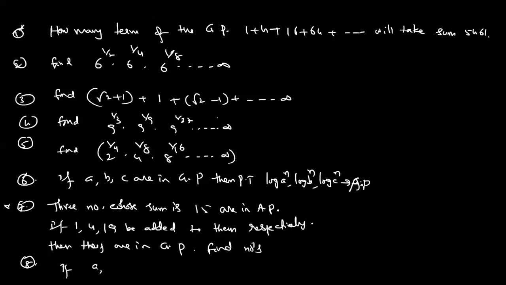If A, B, C are in GP and A power 1 by X, B power 1 by Y, C power 1 by Z are equal, prove that X, Y, Z are in AP.